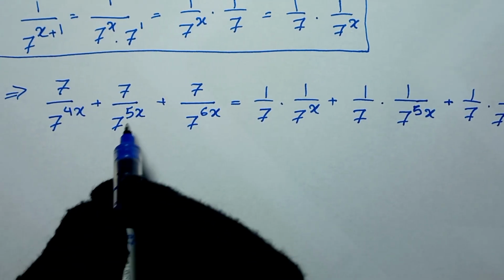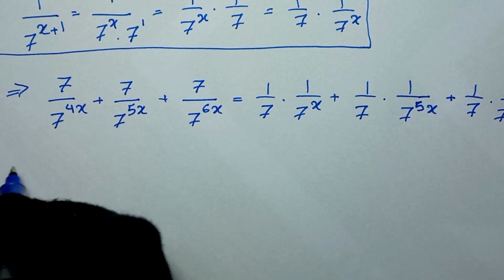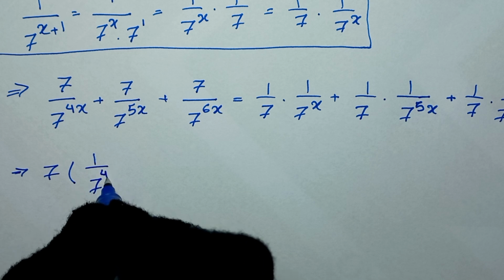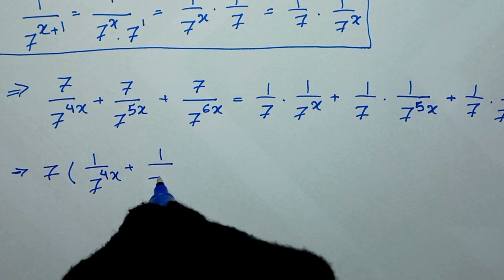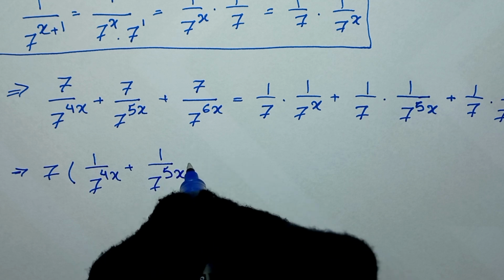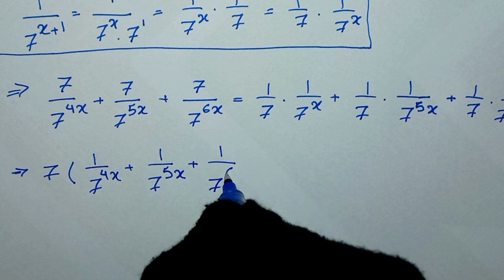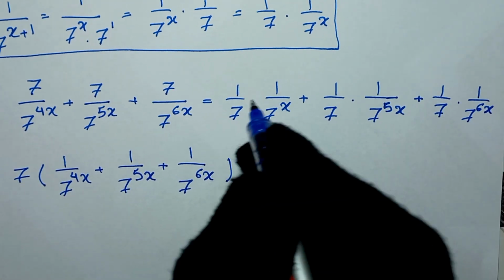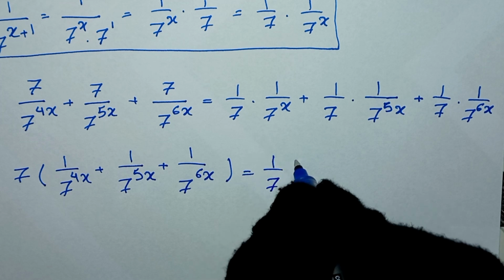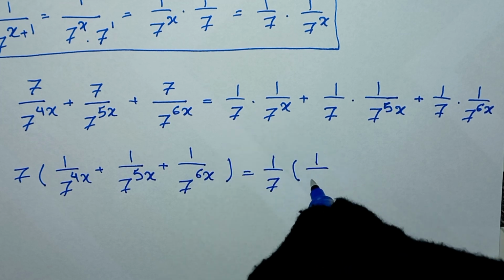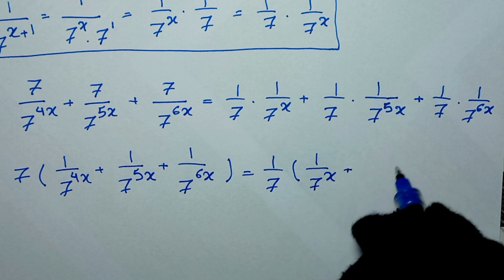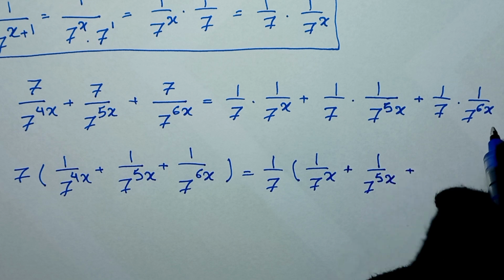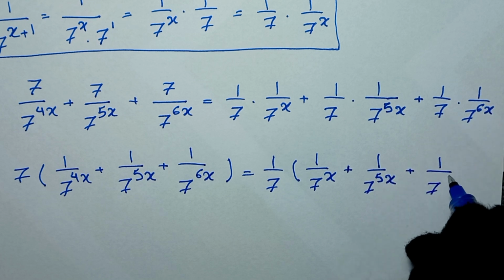And in next step, from this side, we factor 7 and it will be 1 over 7 to the power of 4x plus 1 over 7 to the power of 5x and plus 1 over 7 to the power of 6x is equal to, and for this side we factor 1 over 7 and it will be, in here we have 1 over 7 to the power of x plus, in here 1 over 7 to the power of 5x and in here 1 over 7 to the power of 6x.